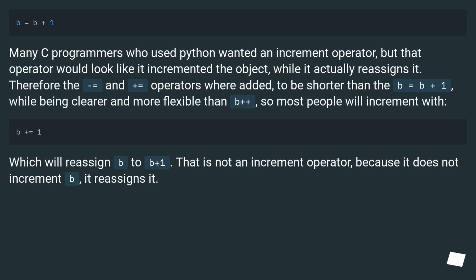Many C programmers who used Python wanted an increment operator, but that operator would look like it incremented the object, while it actually reassigns it. Therefore the += operator was added, to be shorter than b = b + 1, while being clearer and more flexible than b++, so most people will increment with b += 1, which will reassign b to b + 1. That is not an increment operator, because it does not increment b, it reassigns it.